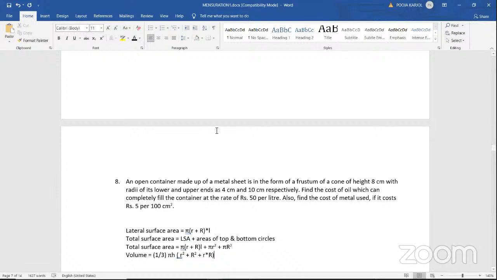Ma'am, that's pi r plus r square. Which one? Ma'am, can you read the formula? Okay, lateral surface area is pi into r plus r into L. Next is total surface area, pi into r plus r into L plus pi r square, small and capital R. Then volume is 1 by 3 pi into h into r square plus r into R.